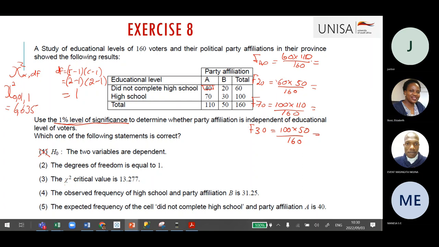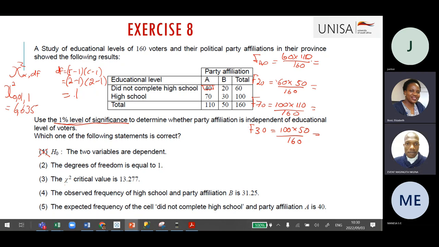Number two, the degrees of freedom is equal to 1. Did we find it? Yes, we did calculate it. It's equal to 1. Therefore, number 2 is the correct one. Number 3 says the critical value is 13.277. We did find the critical value to be 6.635. So that is incorrect.